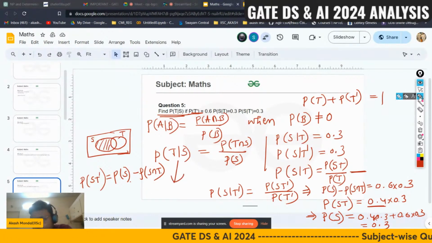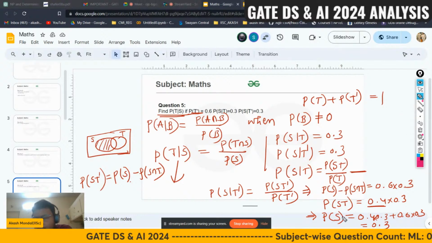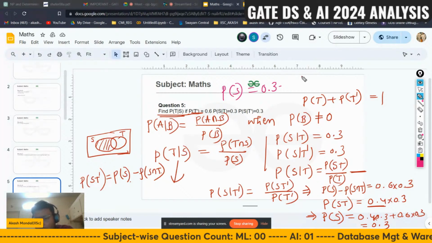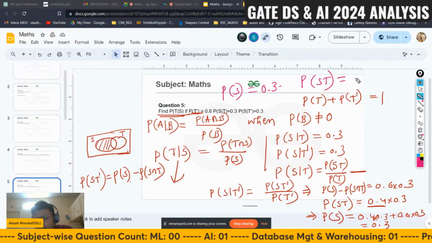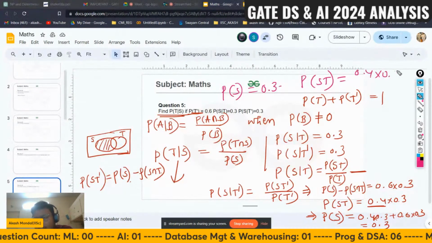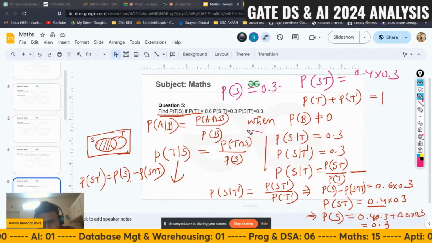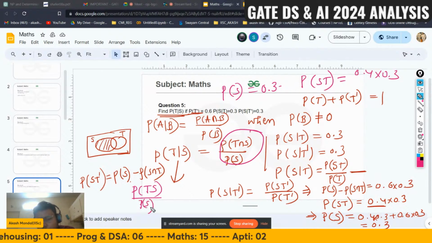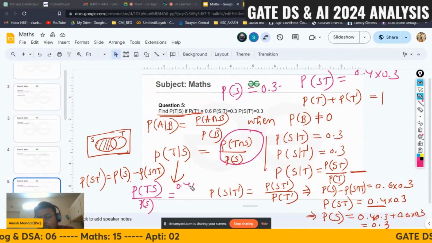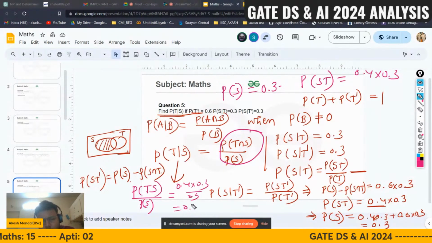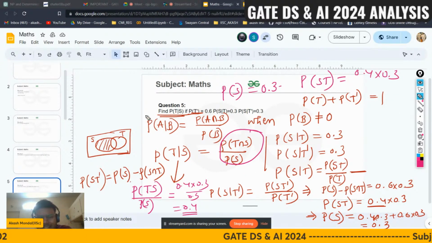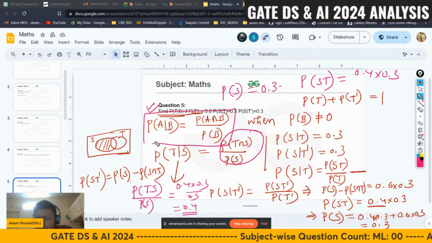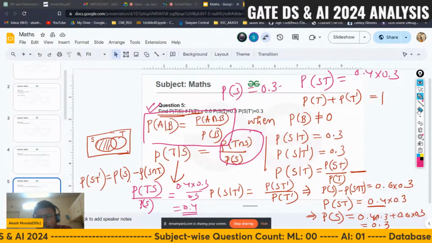Now we have got probability of S equals 0.3. Also, we know probability of S intersection T is nothing but 0.4 times 0.3. Now you just need to use this formula to solve this problem. So probability of T given S is probability of S intersection T over probability of S, which is 0.4 times 0.3 by 0.3. So 0.4 is the answer to this question. Again, this is a basic question. If you know the definition of conditional probability, then you can easily solve it, just basic algebra.